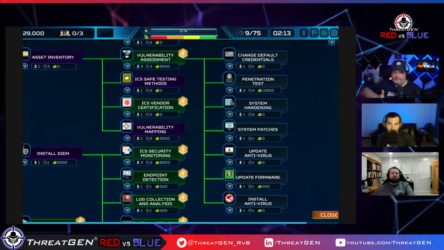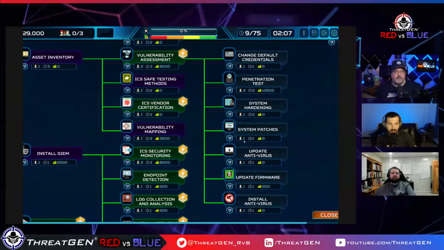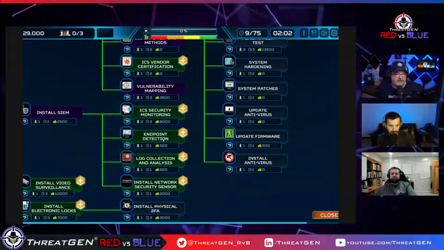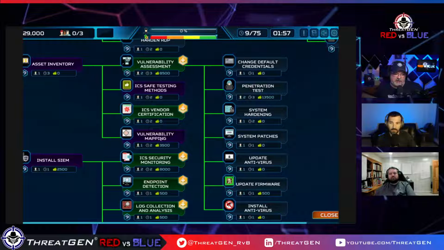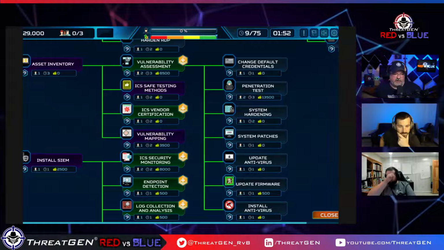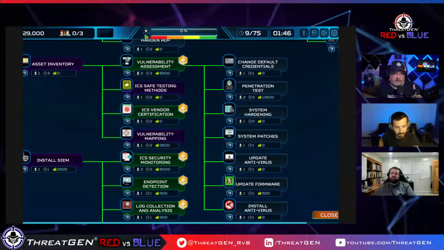without negative impact. We'll have to do vulnerability assessment soon too, though, to unlock this other tree of AV and system hardening and stuff like that. So a mistake there. You should be able to unlock that with vulnerability mapping as well. I think any type of finding vulnerabilities should unlock everything vulnerability assessment does. I think it works that way in the game. It's just a misinterpretation of the connector lines there. So I'll have to verify.